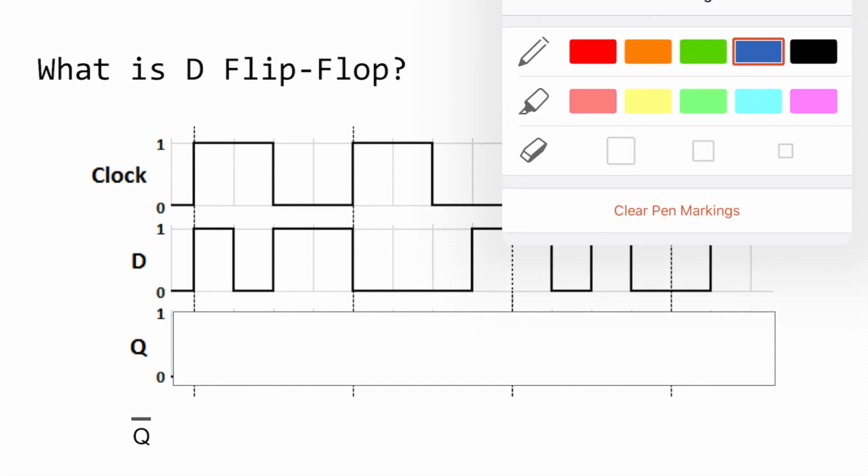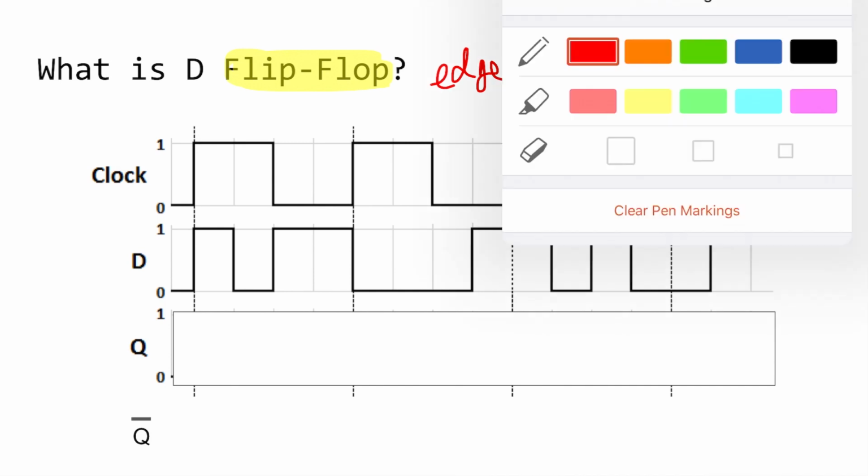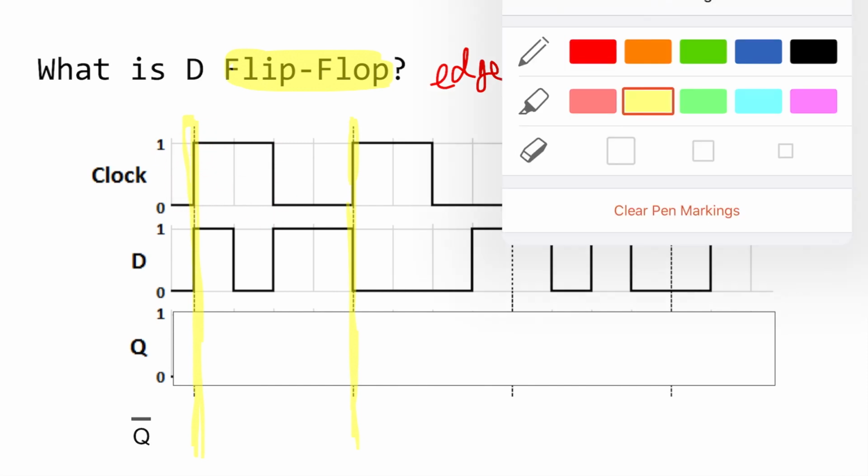So a D flip-flop, let me just demonstrate. A flip-flop is activated at the edge. So it's called edge activated. Okay, so let's highlight all the edges over here. In this case, we are talking about a flip-flop that is activated at the rising edge. So this is the rising edge, right? So this is the rising edge and this is the falling edge. So we are talking about this part, the rising edge.